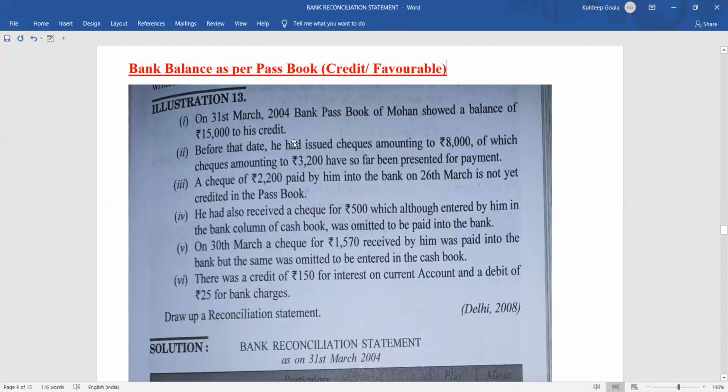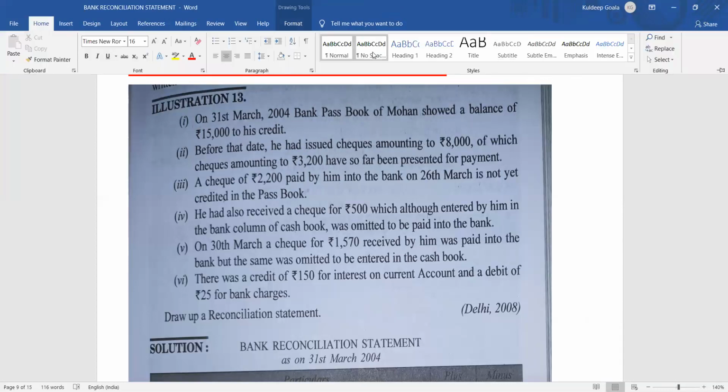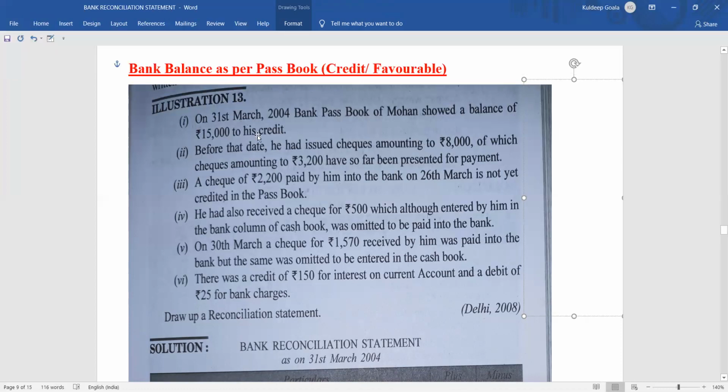So first thing you have to do is find out what is our base date, that is the deadline, as well as what is our base. Base means the one using which we are going to make all the changes. You have to be very careful about that. So first thing, we have got that our base is 31st of March 2004. Anything beyond that we are not going to take into consideration.